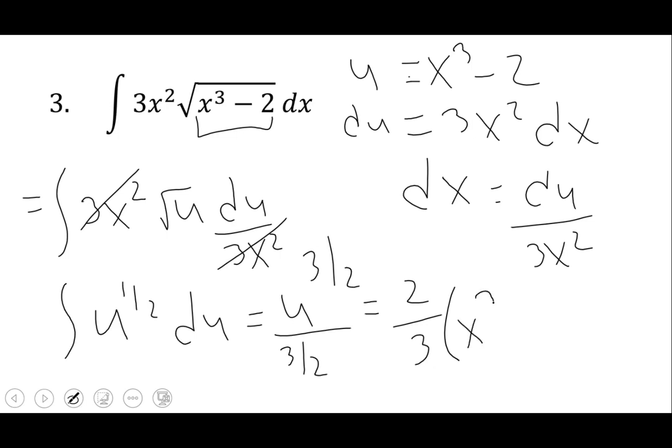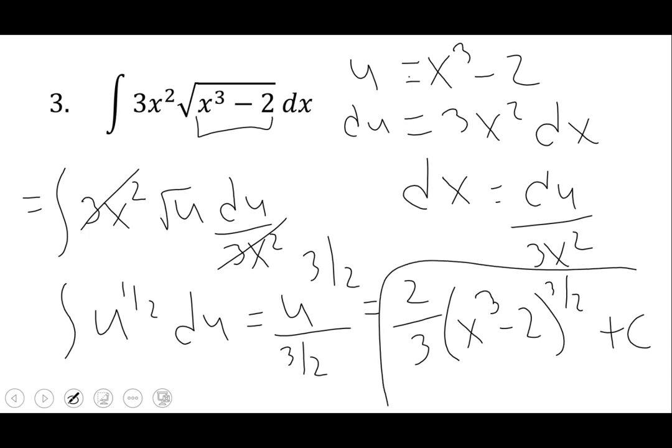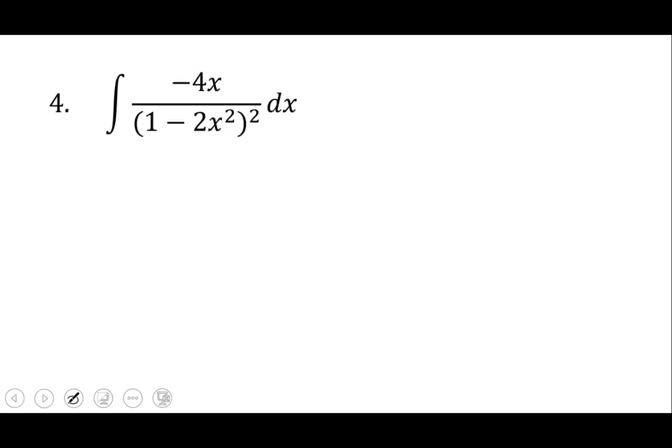Rewrite the u back in terms of x's. So x to the 3rd minus 2 to the 3/2. And don't forget the plus c. As we move forward with more examples, remember at any time you can look at the problem, pause it, try it yourself, and then tune back in to see if you're doing it correctly.